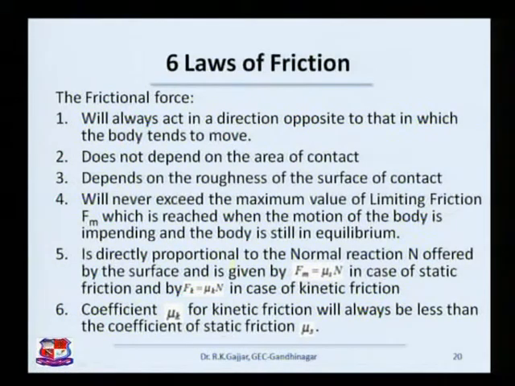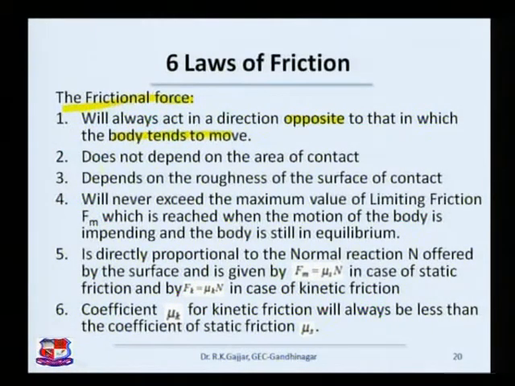Six laws from whatever we have studied so far, from the first slide to slide number 20 as this slide is. Let us see what we have learned. These are called the laws of friction. The frictional force will always act in a direction opposite to the direction in which the body tends to move. Very simple. You do not have to remember. In fact, all the 6 laws are very simple to remember if you have understood the concept of friction so far.